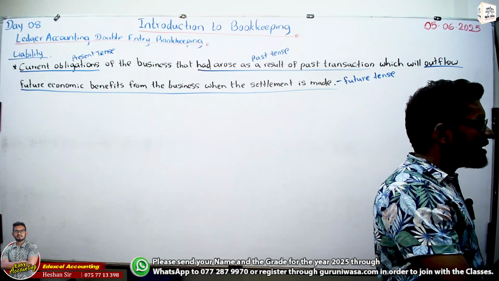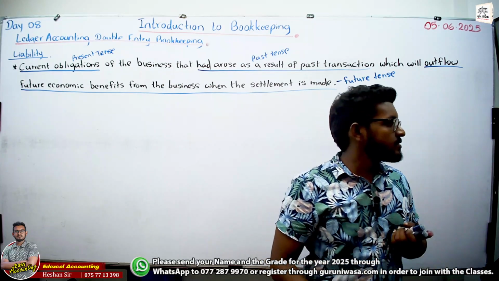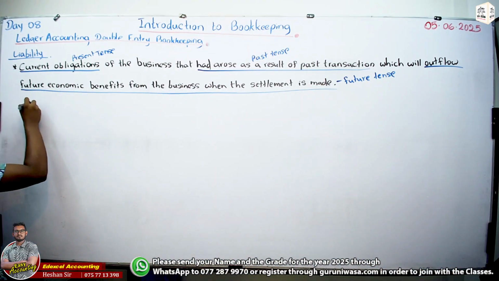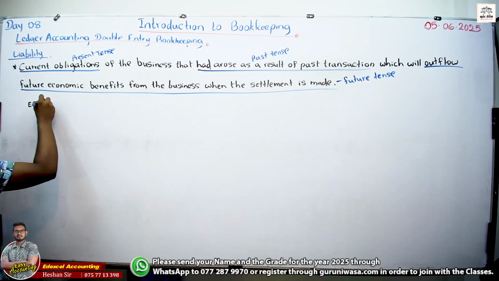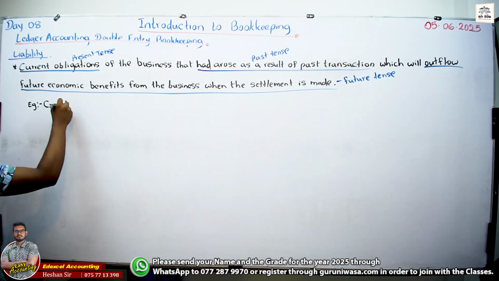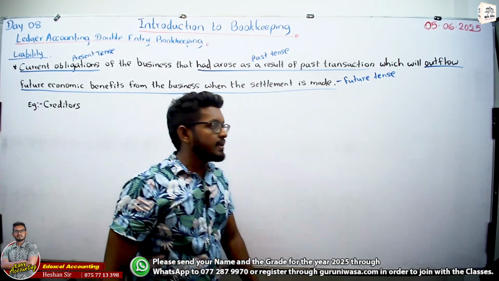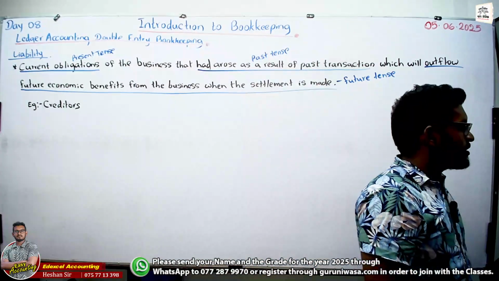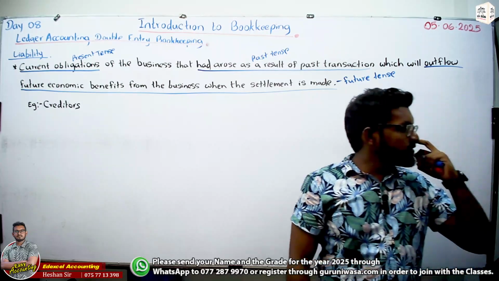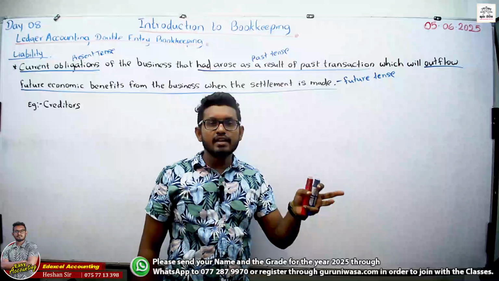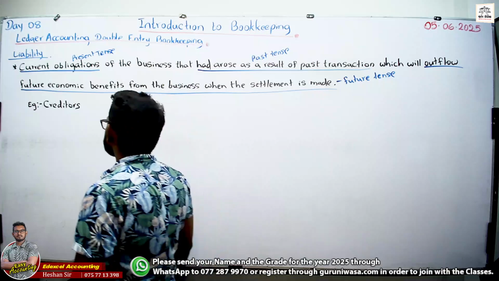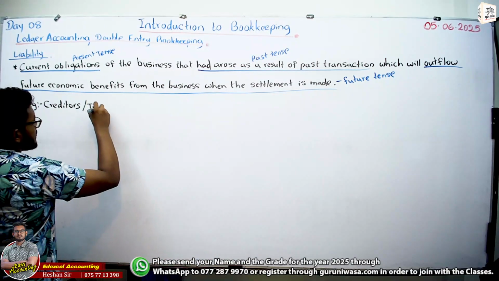Right. Now, what are the examples we can take for liabilities? Examples. Creditors. In another word, we can write trade payables. Now, last week I gave you the thing called debtors. Can you remember? Within brackets under debtors, you can write trade receivables. In here, creditors, trade payables.